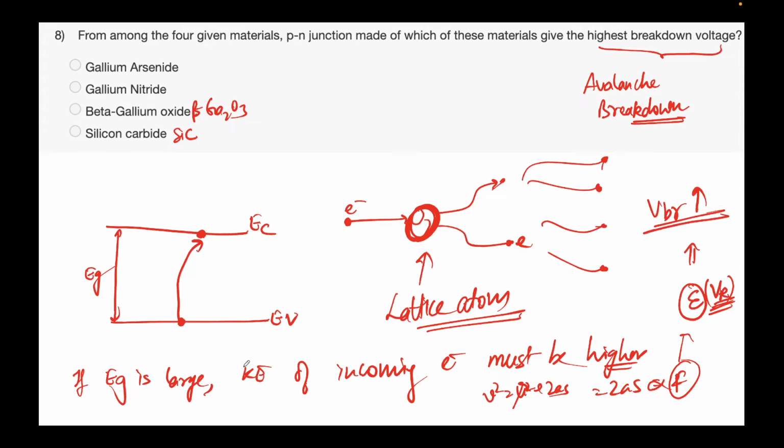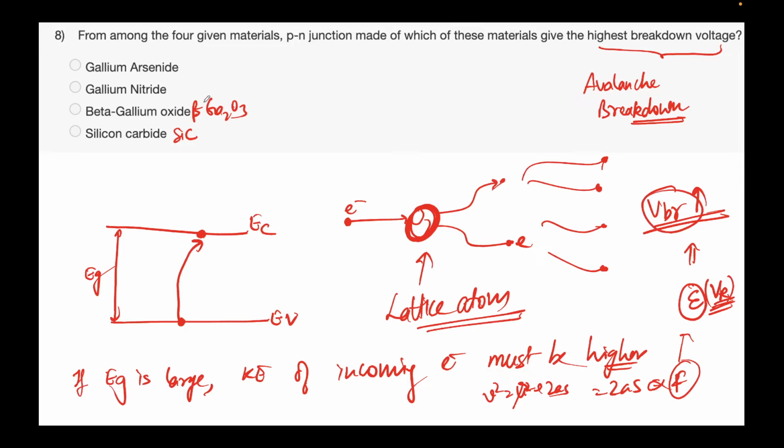It's very straightforward. If your Eg is large, the kinetic energy required is large, and in order to have a higher kinetic energy you need higher acceleration, which means you need higher reverse bias to be applied, which is the definition of the reverse breakdown voltage.